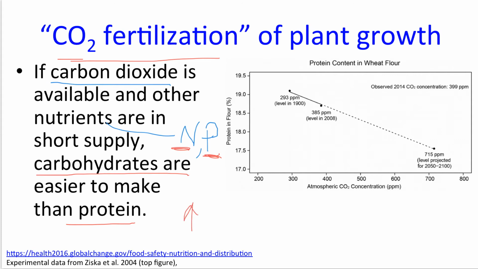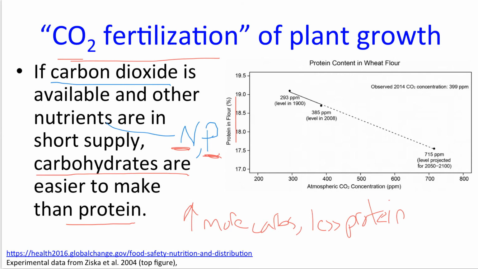So in other words, the plants will have more carbs and less protein. At least less protein per unit volume of food. We can see this effect. People have done experiments in agricultural settings like the one I showed you and measured the amount of protein in the resulting food.